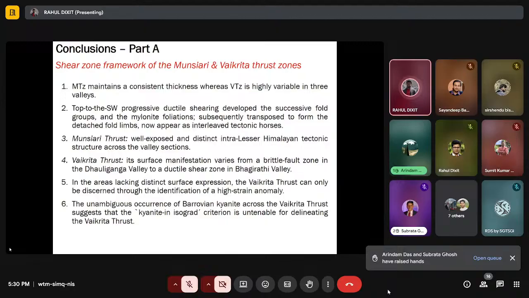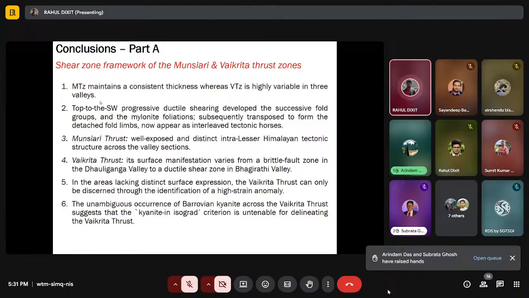Okay. The overall thickness that we could measure through this mapping came out to be varying in all three valleys. The Munshari thrust varies from 3.4 kilometers to 3.6 kilometers in all three valleys. Whereas the Vakrita thrust zone shows a variable thickness, from 2 kilometers in the Adiganga Valley up to 5 or 6 kilometers in the Bhagirathi Valley. We have calculated this thickness based on the mapping and the identification of the damage zone and the shear zone rocks in the region.